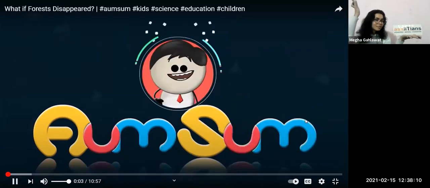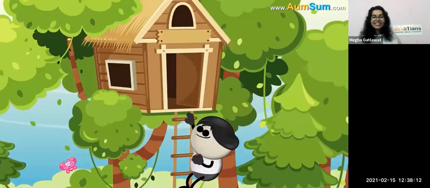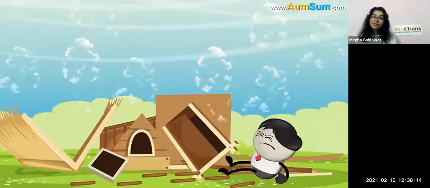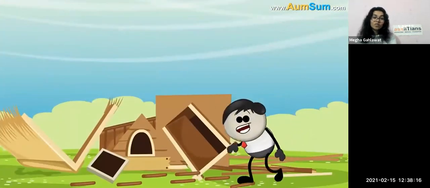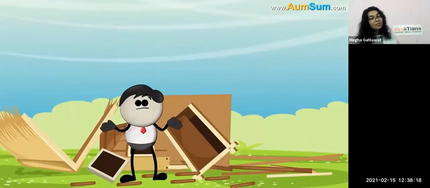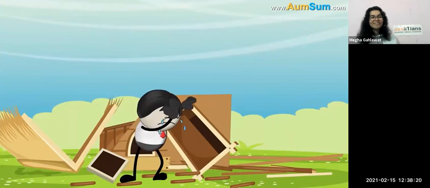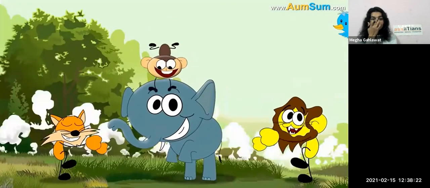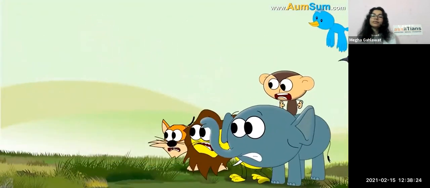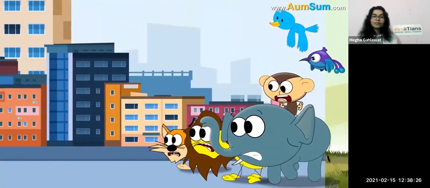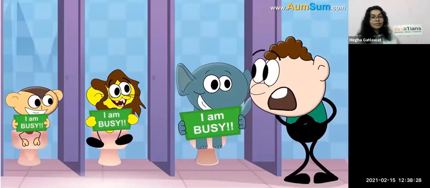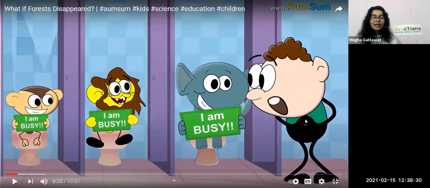It's time. What if forests disappear? Oh no! Now where will I live? Firstly, if forests disappeared, wild animals and birds will have no choice but to migrate to cities. Our cities may change forever. Just imagine everything rushing to the cities. What are you going to do with a lion being your neighbor?